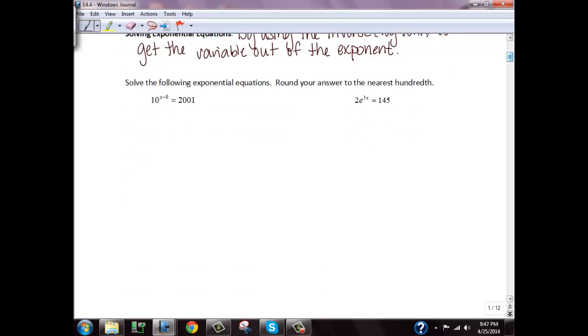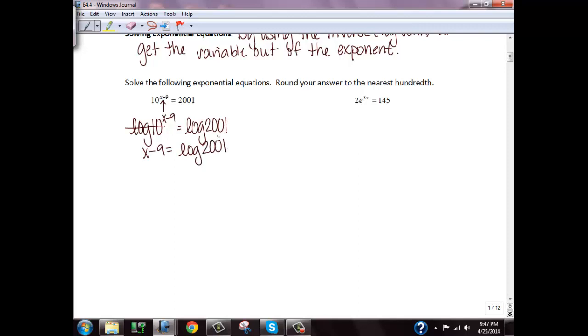This first one says 10 to the x minus 9 equals 2001. Notice my variable is in the exponent, so I need to get it out of the exponent. The only way to do that is to get rid of that 10. So if I have exponential base 10, I'm going to take log base 10 of both sides. Log base 10 is just our regular log, so I'm not going to write the little base 10. My log base 10 and 10 will cancel, and I'm left with x minus 9 equals log of 2001.